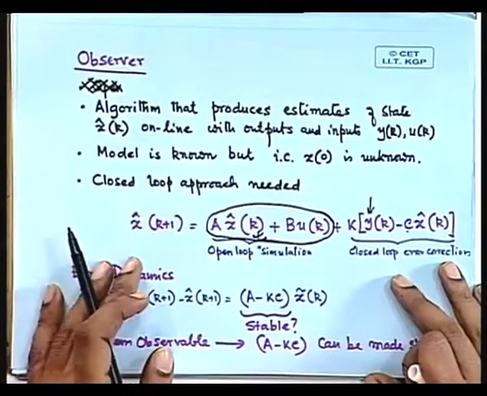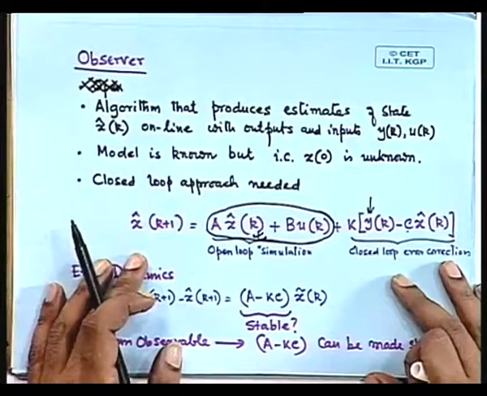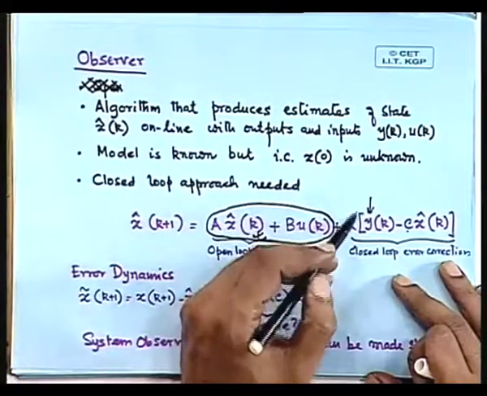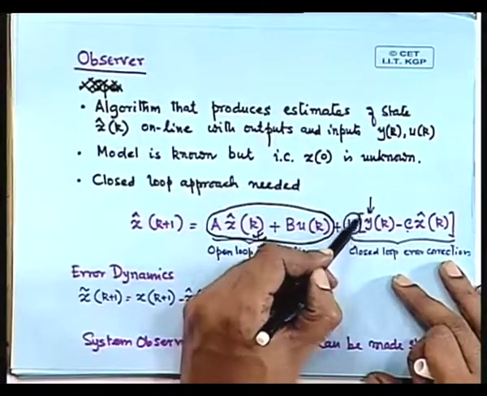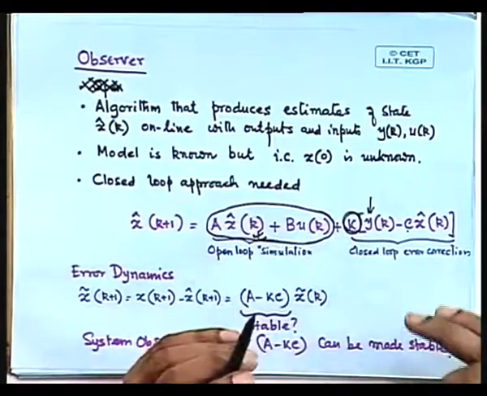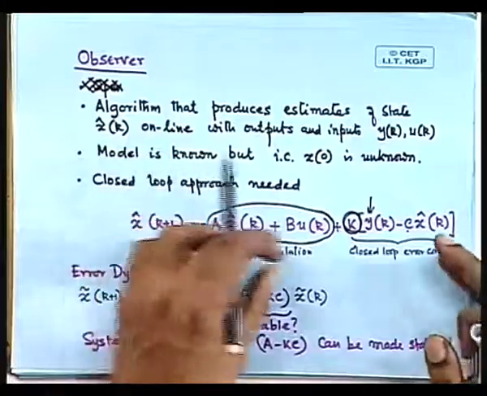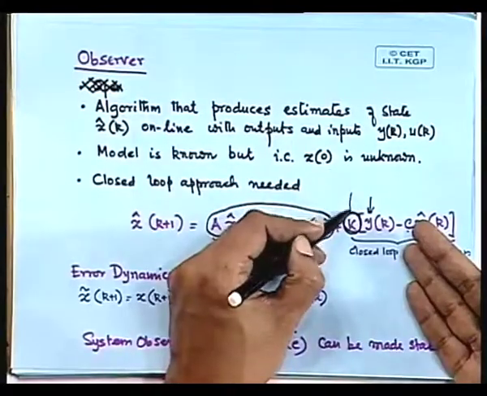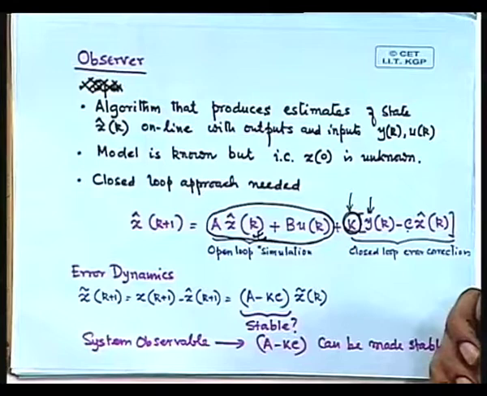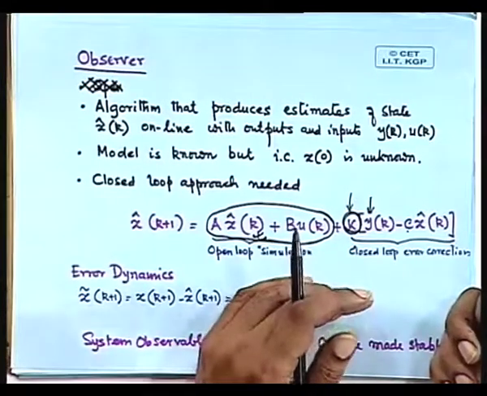So this is my observer, and the crux of the problem is how do you choose this. In linear state estimation, this is the crux of the problem. Most estimators will have the same structure, even the Kalman filter has this structure, but all the trick is how do you choose this k, right. Right now in the observer case we will choose k as a constant k.